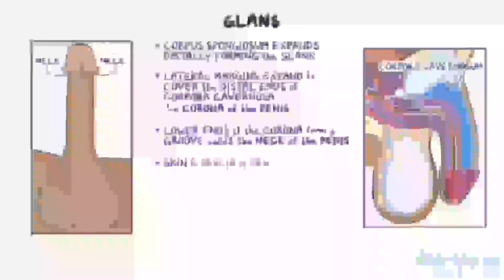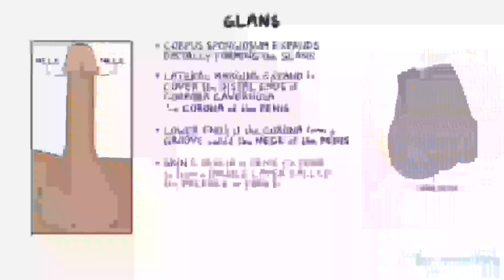Now, the corpus spongiosum courses through the body of the penis and expands distally, forming the glans penis. The lateral margins of the glans penis expand to cover the distal ends of the corpora cavernosa. These extensions are called the corona of the penis. The lower ends of the corona form a groove that connects the body of the glans penis, called the neck of the penis. Here, the skin and fascia of the penis extend to form a double layer that partially covers the glans penis, called the prepuce or foreskin.